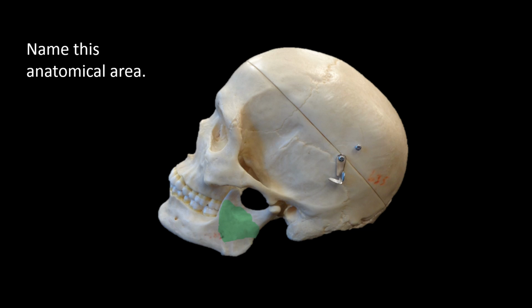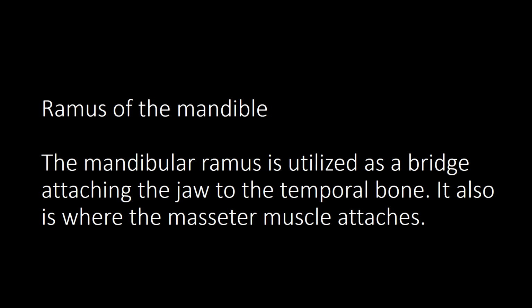Name this anatomical area. Ramus of the mandible. The mandibular ramus is utilized as a bridge attaching the jaw to the temporal bone. It also is where the masseter muscle attaches.